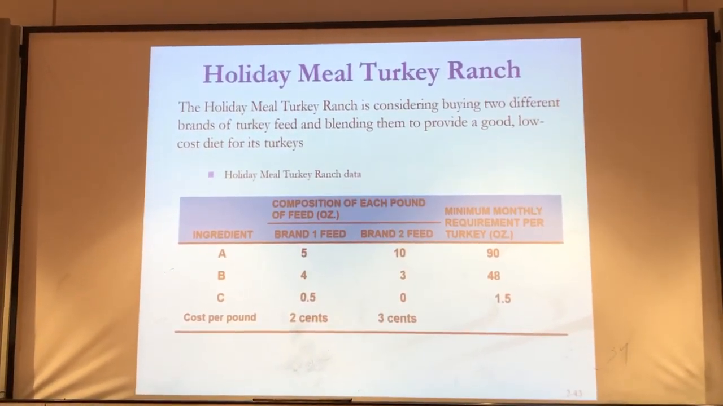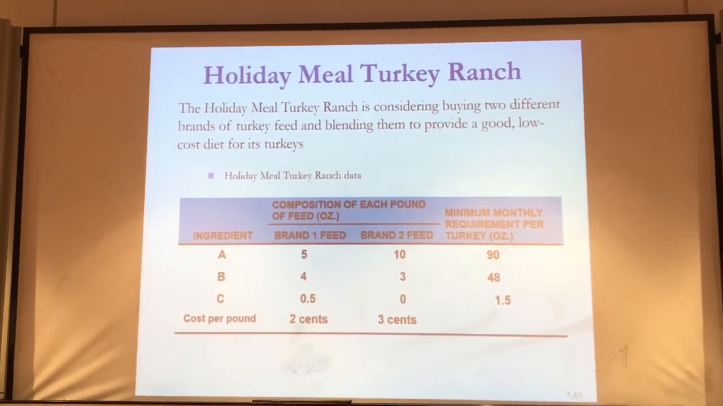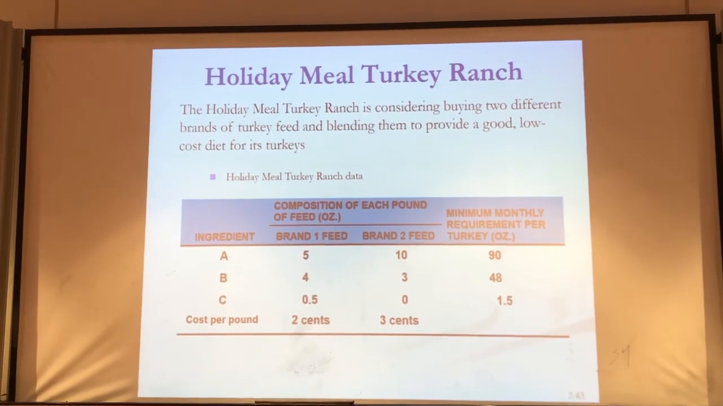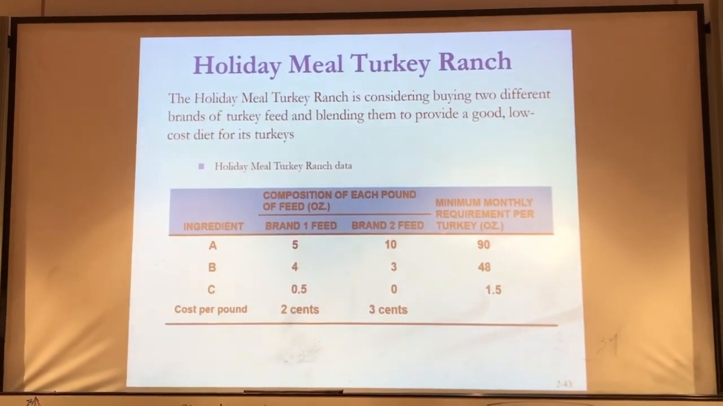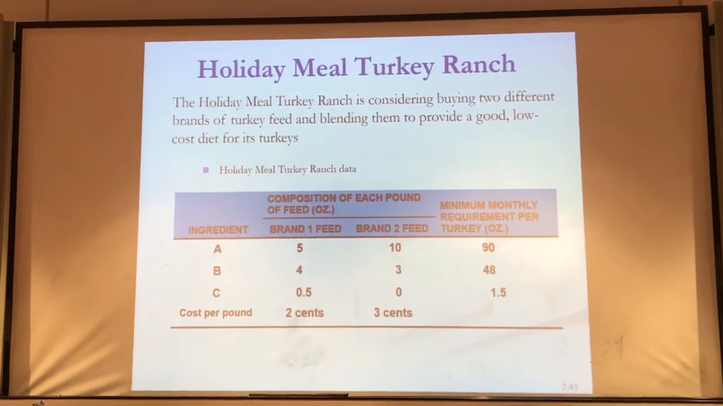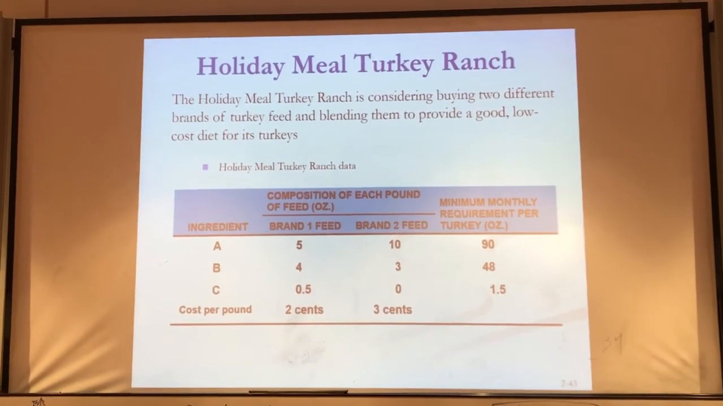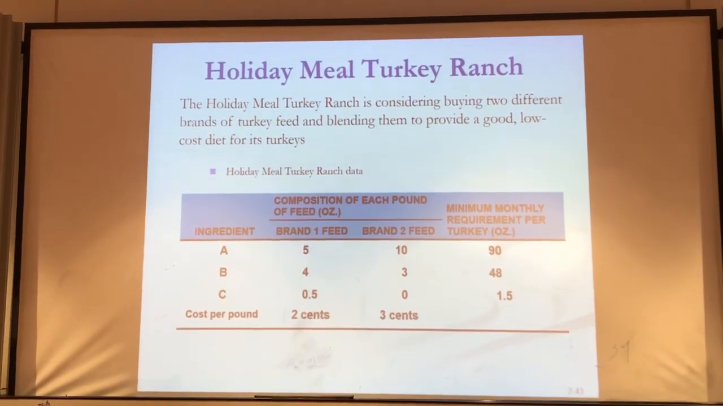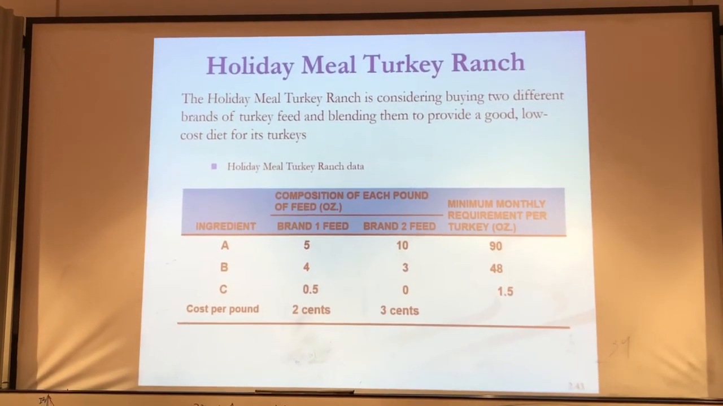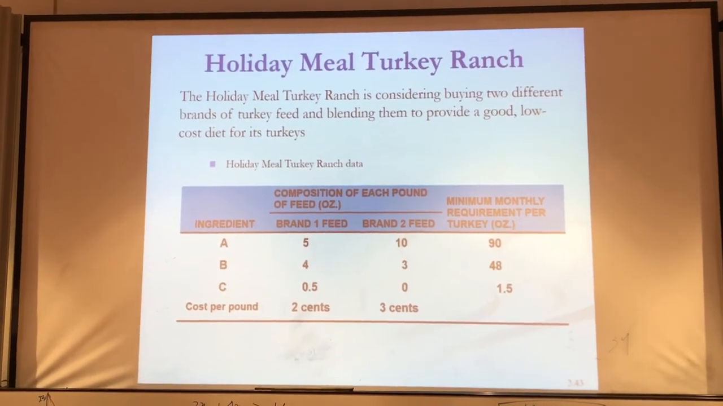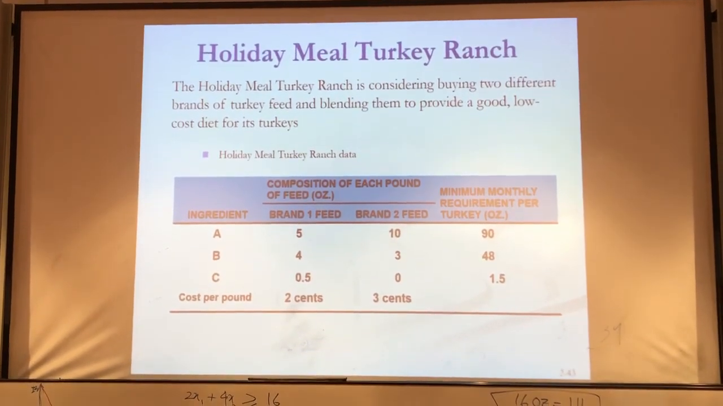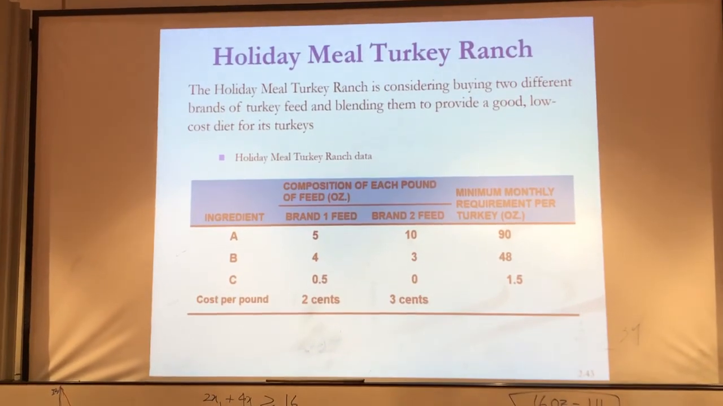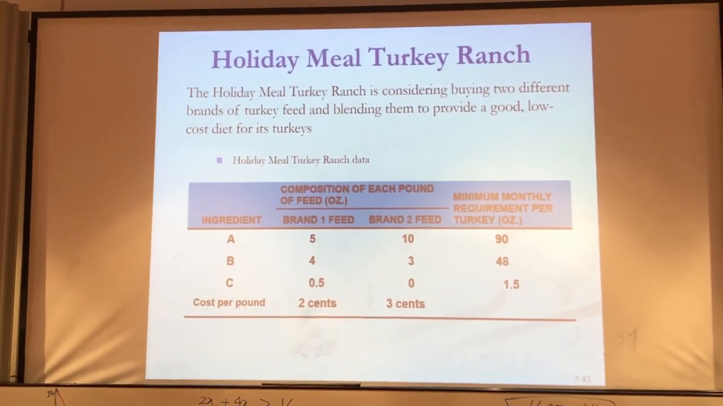Similarly, for brand 2, we have these ingredients present, and its cost is 3 cents. The minimum monthly requirement for turkey in ounces is given as ingredient A is 90, B is 48, and C is 1.5. This is the minimum requirement. We can have more, but this should be the minimum. Write down the constraints, and also first of all, identify the decision variables. What are the decision variables? What do we have to decide?